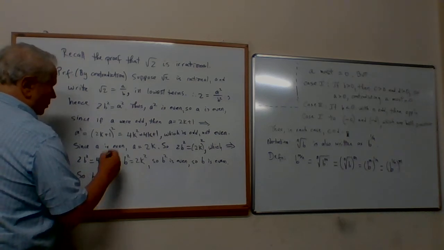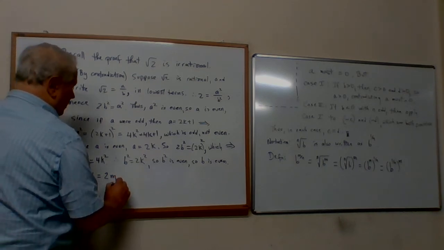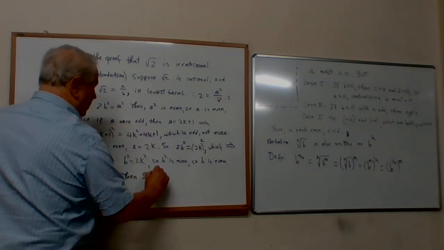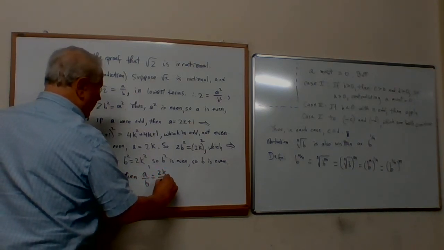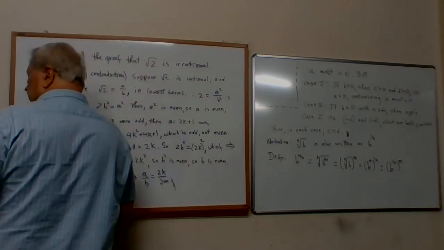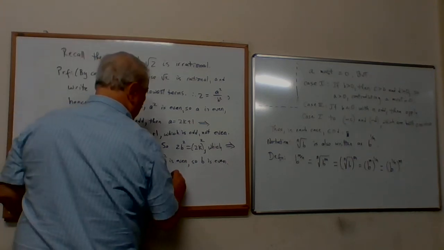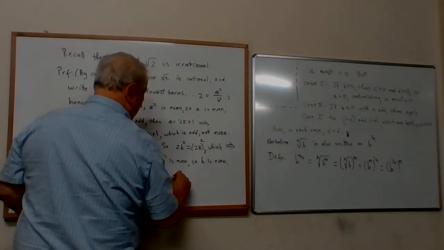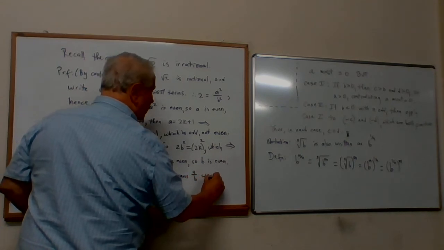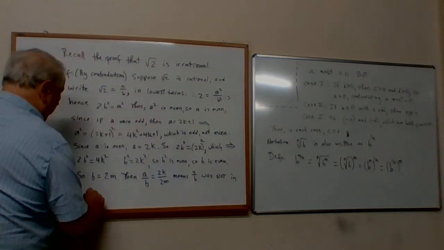So B is equal to 2 times something, let's call it 2 times M. But then A over B is 2K over 2M. That means A over B was not in lowest terms. And that is the contradiction we were after.